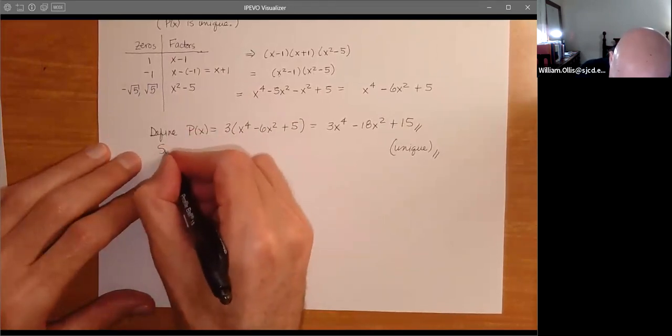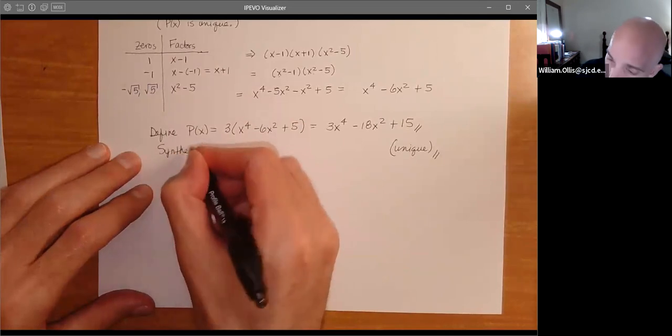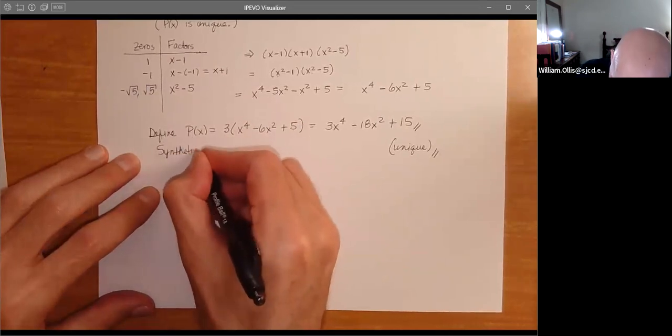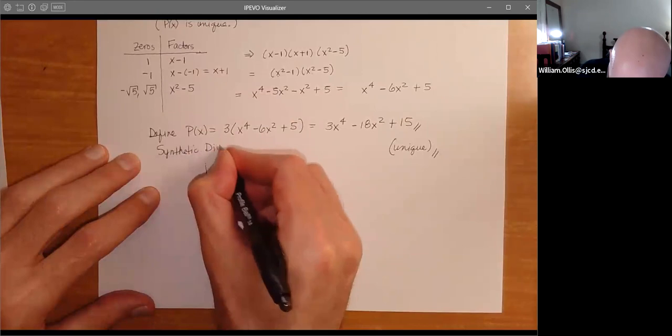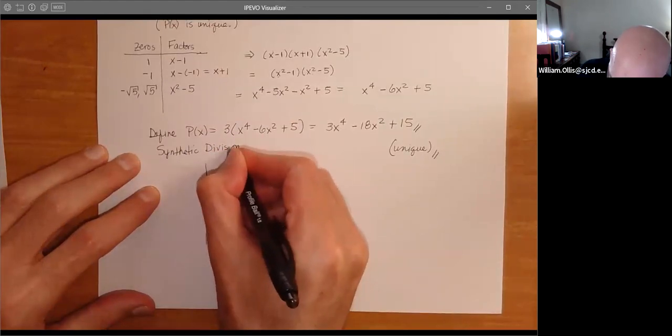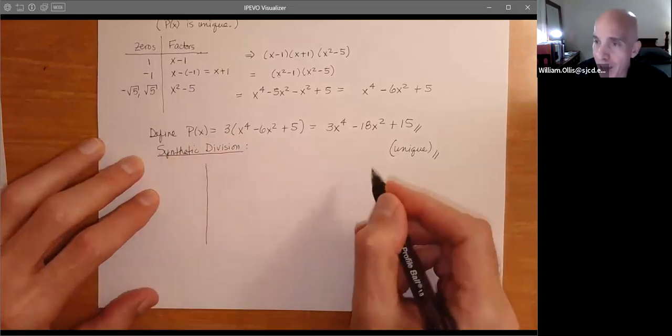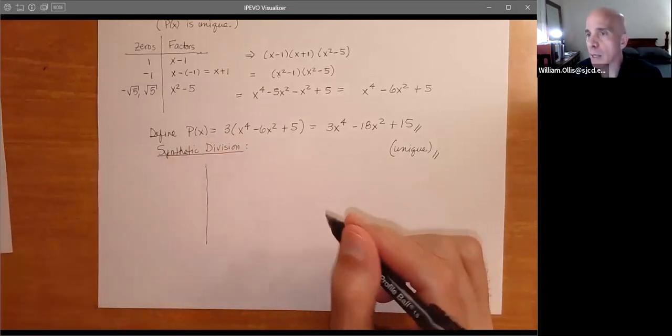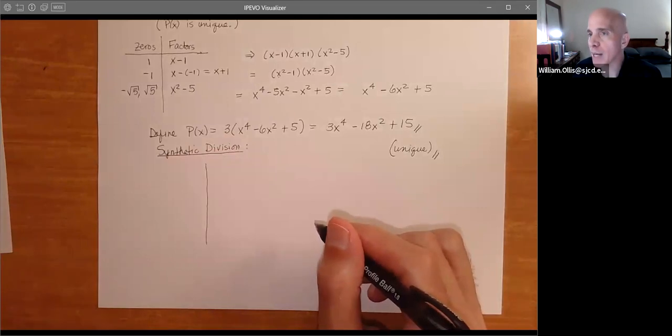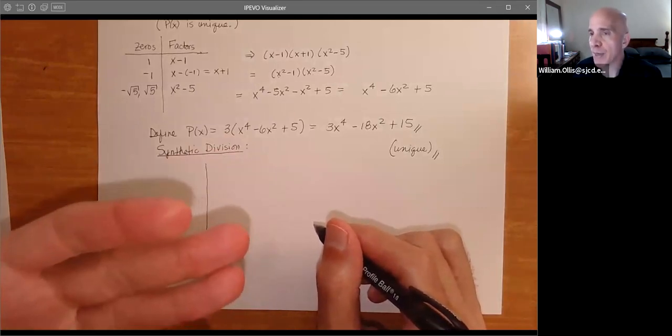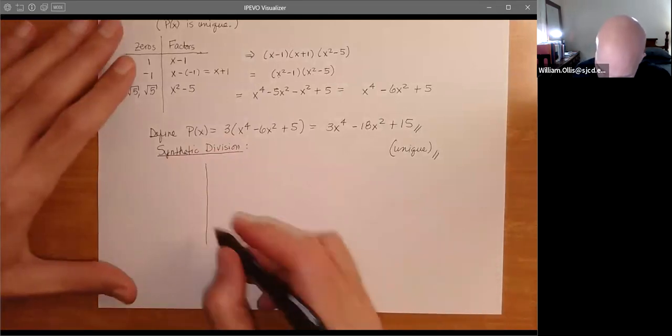This is called synthetic division. And the idea is that we circumvent the long process because of the fact that we have a monic polynomial of degree 1, where we have a lot of extra baggage that we don't need to consider.